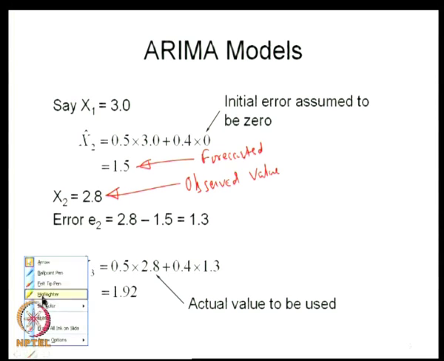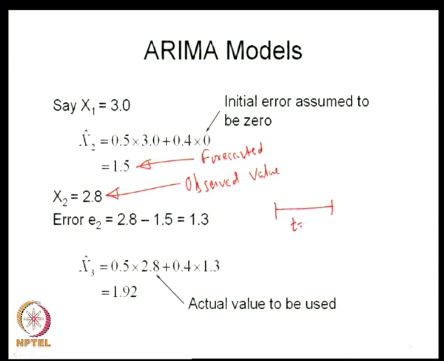So, essentially, as I mentioned in the last lecture, in this particular case we are standing in time period t is equal to 2 and then forecasting for t is equal to 3. Now, this is x t, that is x 3 cap, and x 2 is known. So, we obtain the error based on the forecast for the time period to use that error in generating the next forecast for x 3, that is 1.3. This is what we are using. This 2.8 is the observed value.